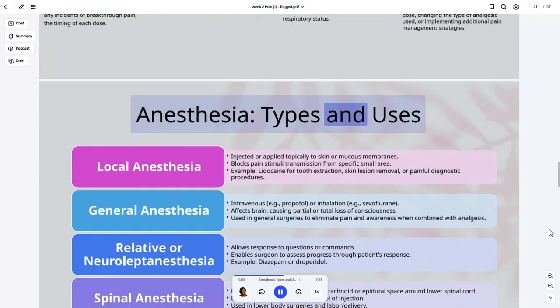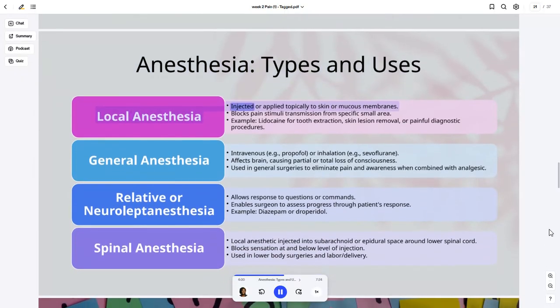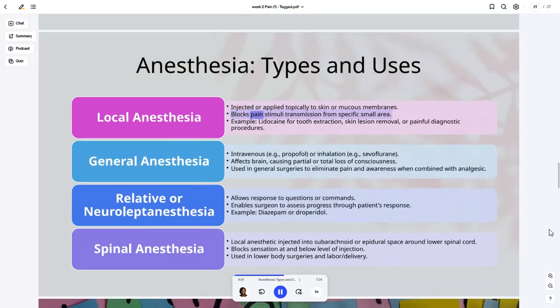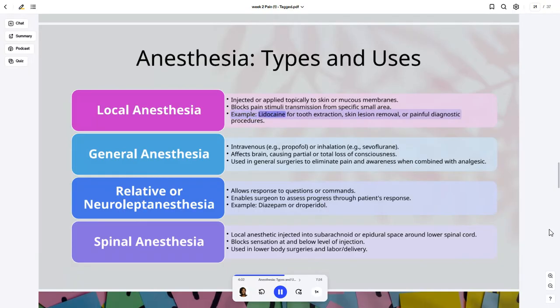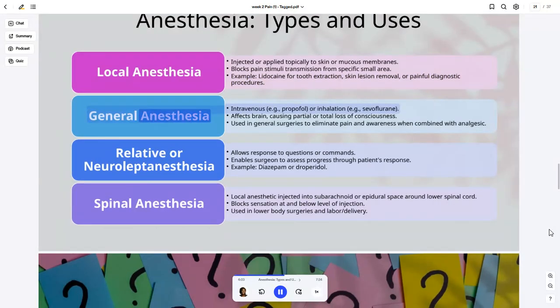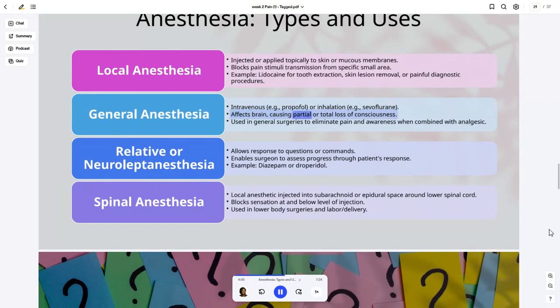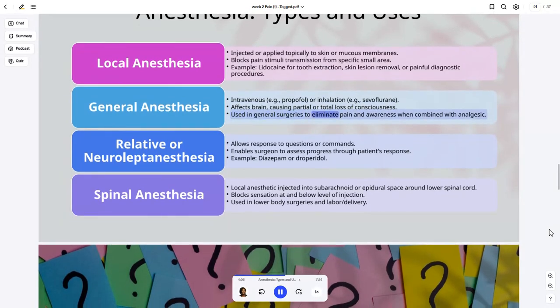Anesthesia, types and uses. Local anesthesia is injected or applied topically to skin or mucous membranes. It blocks pain stimuli transmission from a specific small area. Example: lidocaine for tooth extraction, skin lesion removal, or painful diagnostic procedures. General anesthesia is given intravenously, for example propofol, or by inhalation, for example sevoflurane. It affects the brain, causing partial or total loss of consciousness. It is used in general surgeries to eliminate pain and awareness when combined with analgesic.